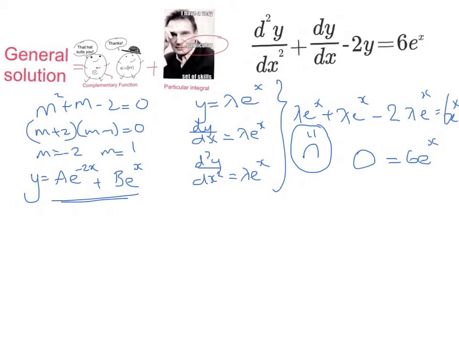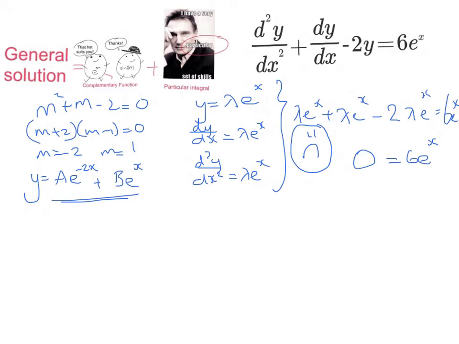I mean, it seems to me like what we've got here, lambda e to the x, when you put it in to that left-hand side, it produces zero. Well, that's a complementary function that does that, not a particular integral. A particular integral would equal this. So it's almost like I've found another complementary function, an amount of e to the x. Wait, let's look at my complementary function. Wait a minute. I already had an amount of e to the x in my complementary function. I haven't found a new bit of complementary function. I already had it there.